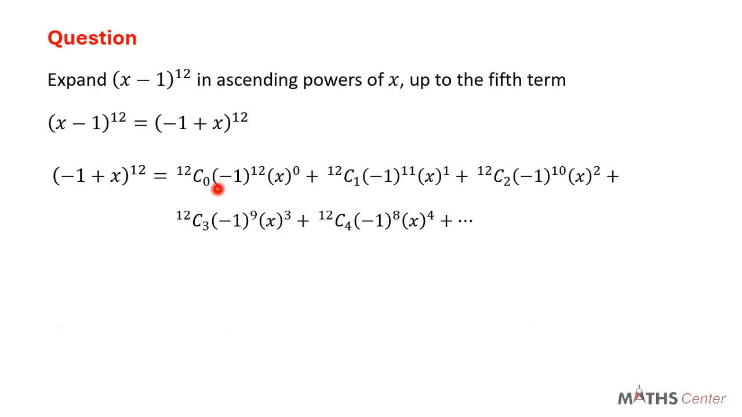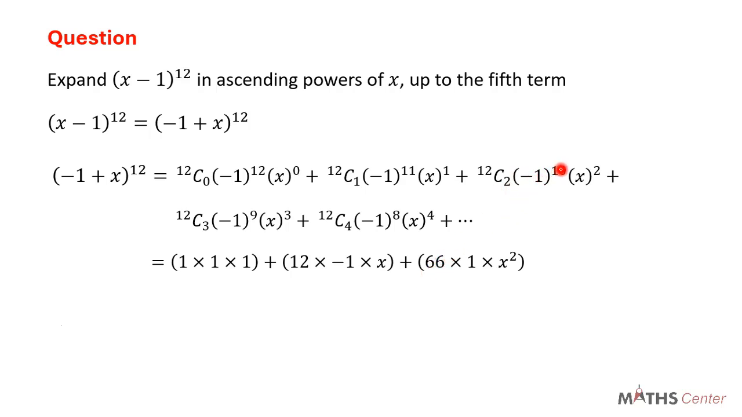Now let's simplify this. 12 combination 0 is 1. (-1)^12 is 1. x^0 is 1. For the second term, 12 combination 1 is 12. (-1)^11 is -1. x^1 is x. For the third term, 12 combination 2 is 66.